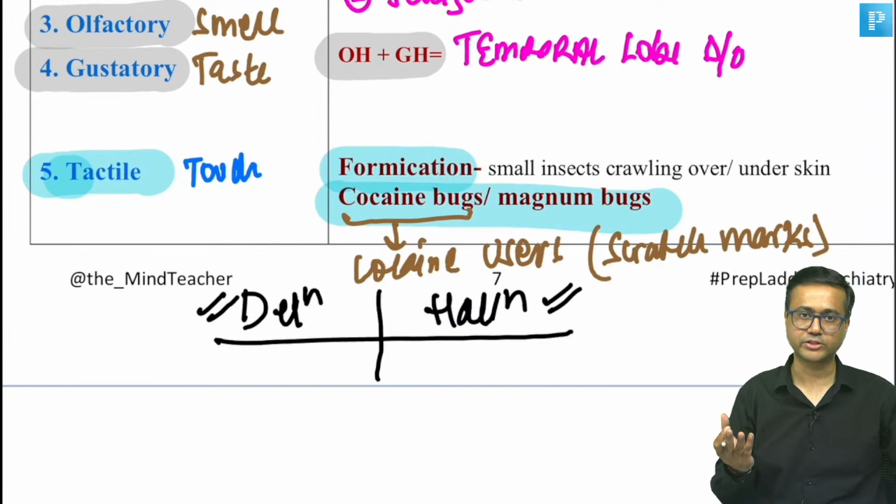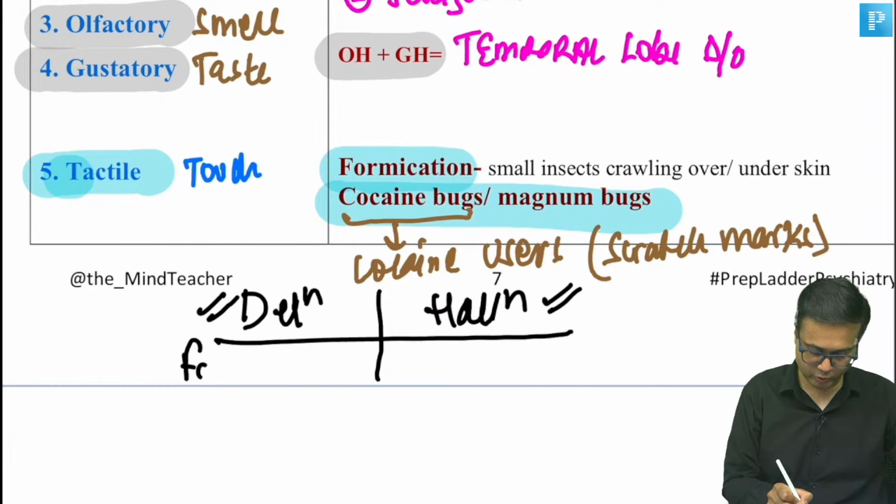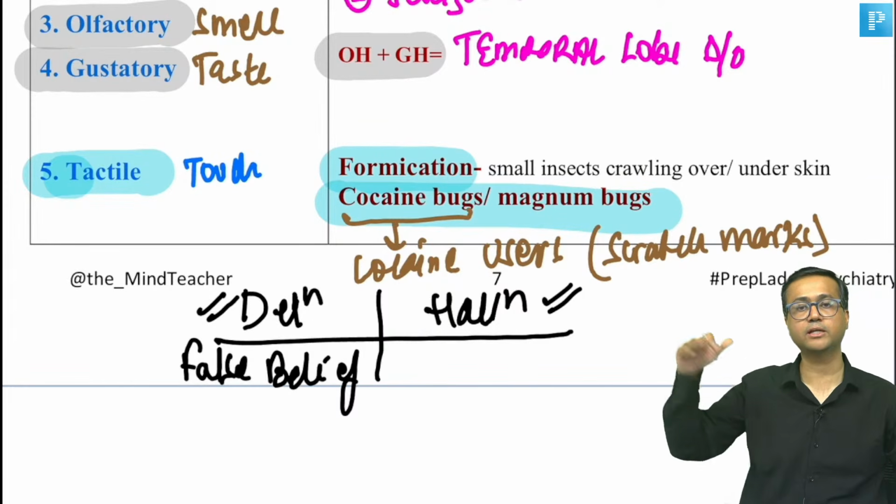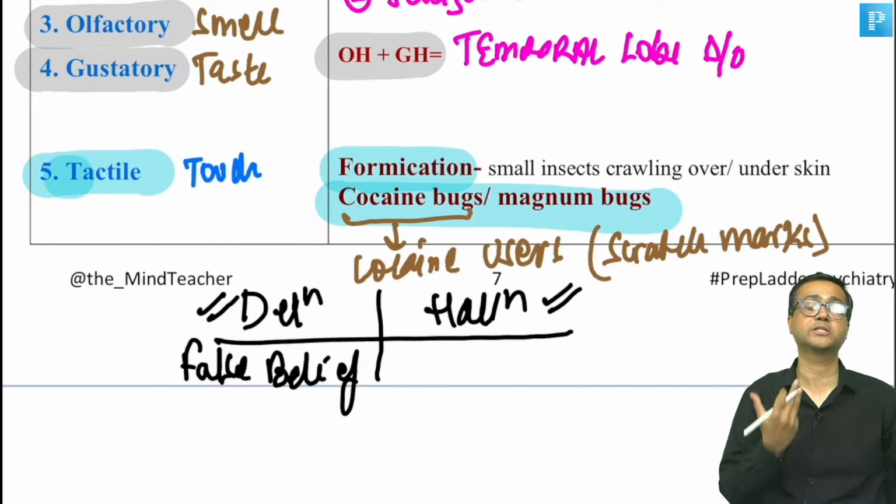Both start with false, but remember delusion, beta, kya hai? Delusion is a false belief. Patient says, I know my neighbor wants to kill me. This is what delusion of persecution.